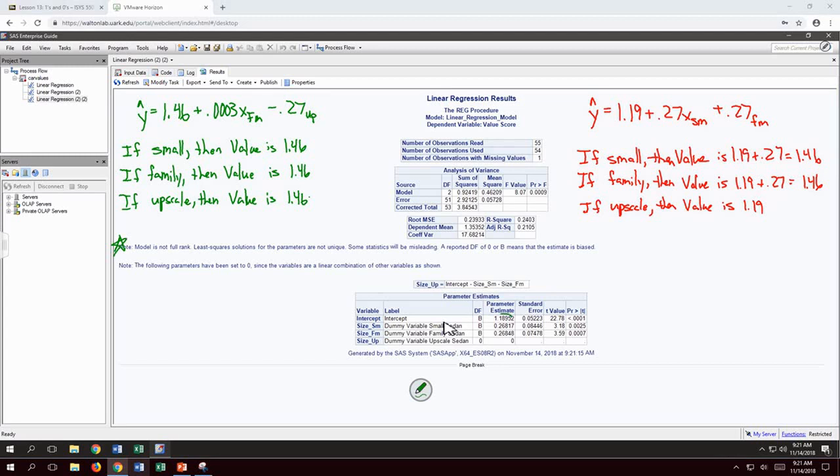Right, so down here you have your slope, and then you get to the upscale sedan, and it's like, no, this is 0. It says the model is not full rank. The least squares solutions for the parameters are not unique. So the math and the matrix algebra that you have to do to make this work isn't going to work. It kind of explodes, kind of like how you're not supposed to divide by 0. It's not exactly what's happening, but it's kind of similar. So you don't have this full rank matrix to actually be able to do everything on. And so whichever variable you put in last, by default it's going to assume that is the control and put it as 0 down at the bottom.